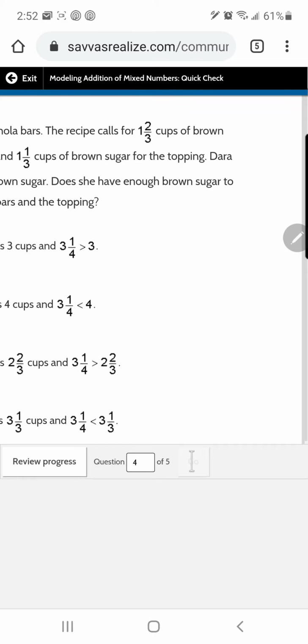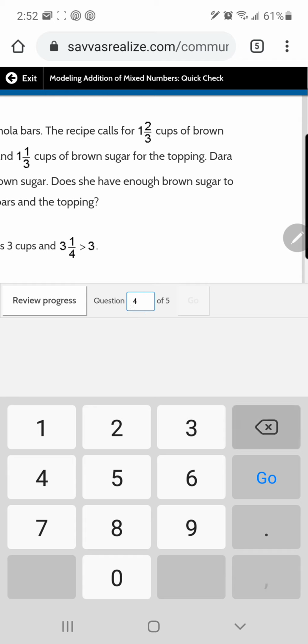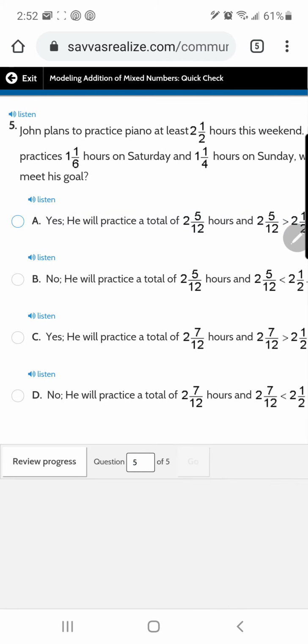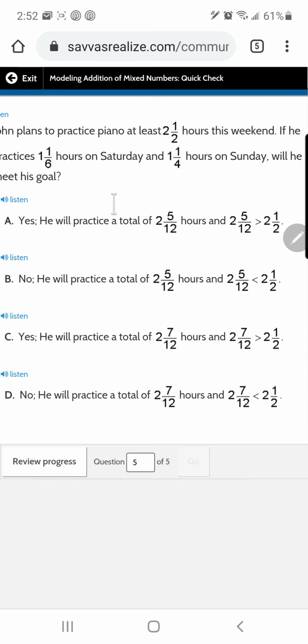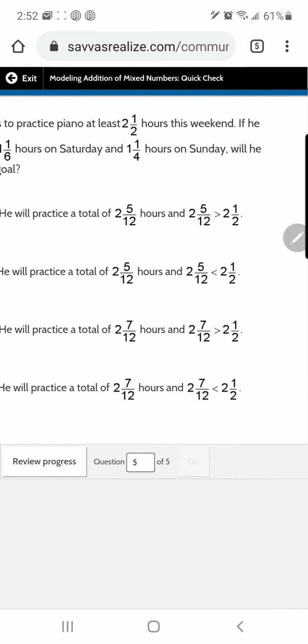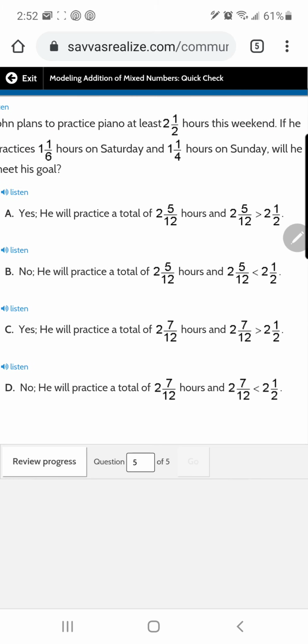Let's see, number 5. Jump over here. And then number 5 says, John plans to practice piano at least 2.5 hours this weekend. If he practices 1 and 1/6 hours on Saturday and 1 and 1/4 hours on Sunday, will he meet his goal? Well, it's the same thing here.